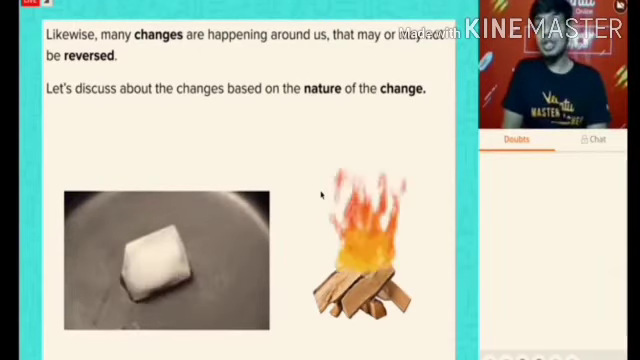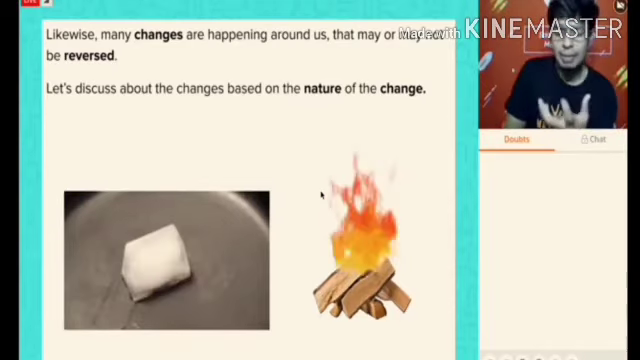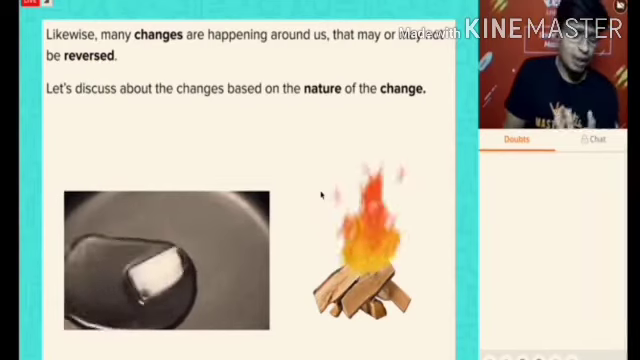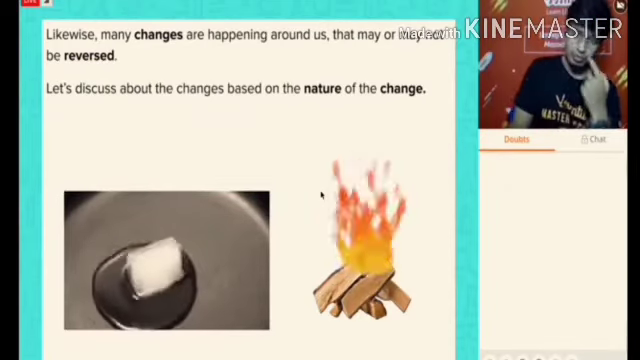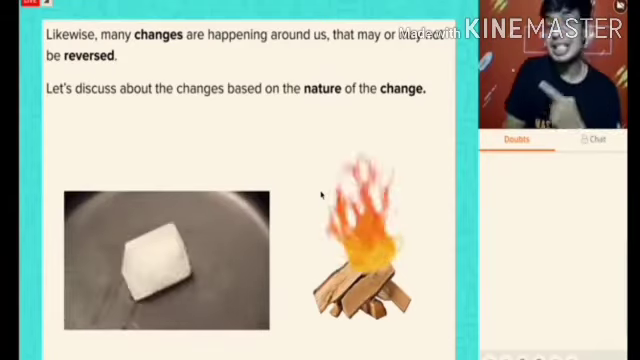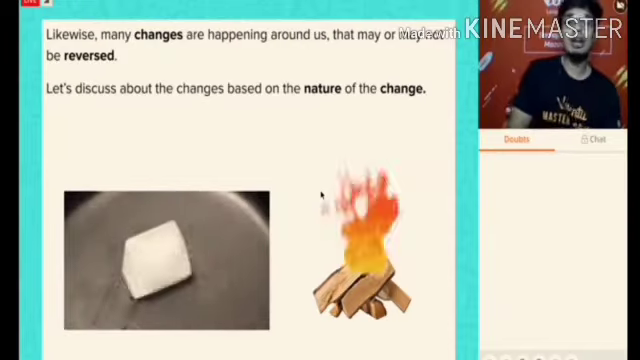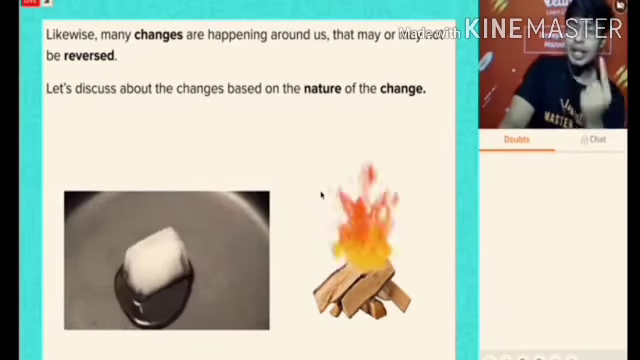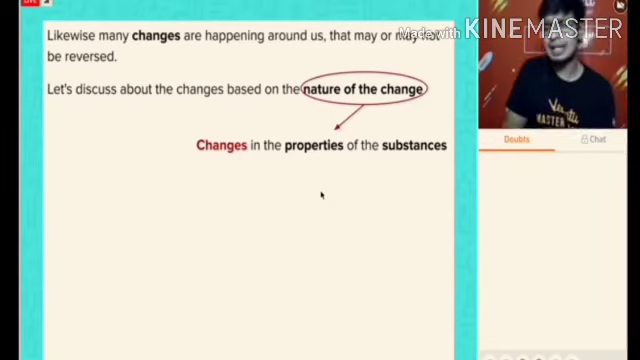Now, let us talk about changes based on the nature of the change. For example, if an object or anything is undergoing a change, what happens to its nature? What happens to its properties is what we are going to be learning here. So the nature of the change, what does it mean? It is the changes in properties of the substance.